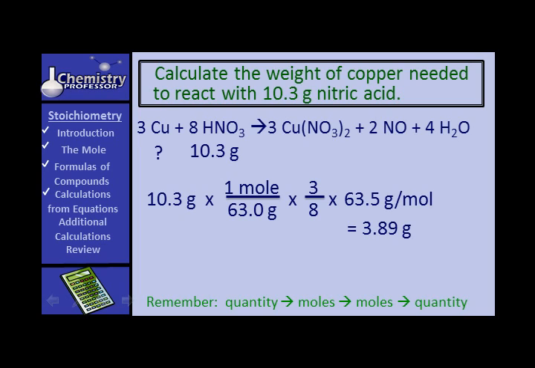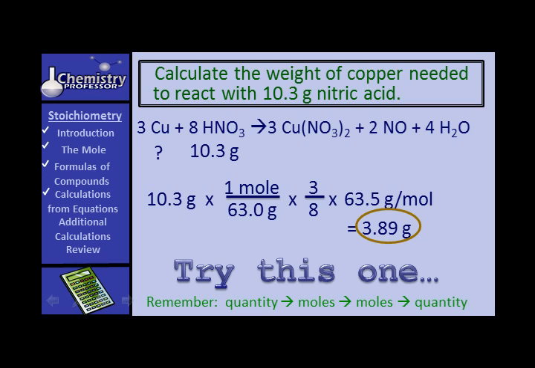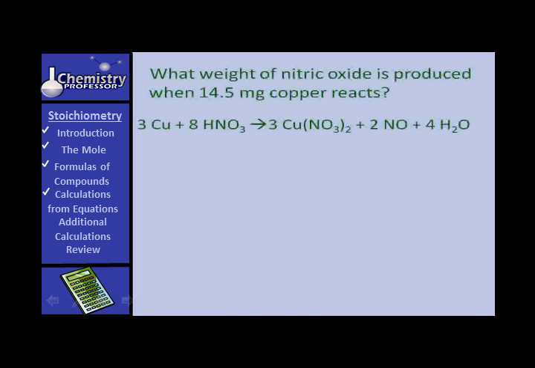There's a nice pattern of how you go about solving it. Look at the logic of it. Be sure you understand. Got it? Let's let you try this one. In this problem, we want to know what mass of nitric oxide will be produced if we're going to allow 14.5 milligrams of copper to react with what we will call an excess of the nitric acid.